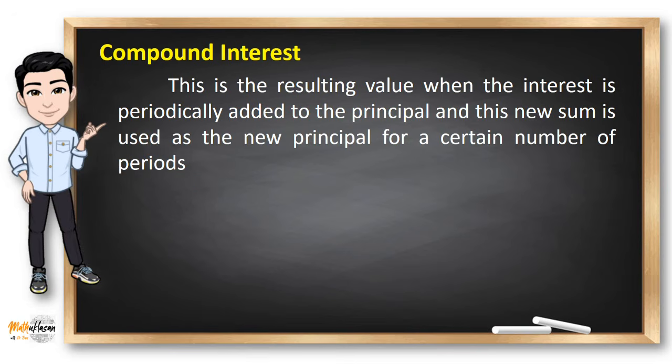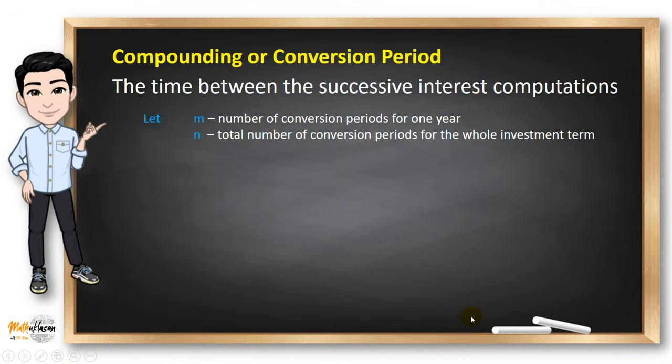Aside from simple interest, we also have compound interest. This is the resulting value when the interest is periodically added to the principal, and this new sum is used as the new principal for a certain number of periods. In short, the interest is computed repeatedly for a certain conversion period. Compounding or conversion period is the time between the successive interest computations. Let M be the number of conversion periods per year and N the total number of conversion periods.